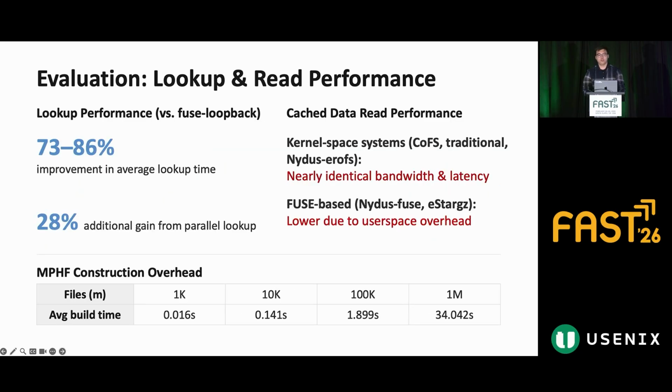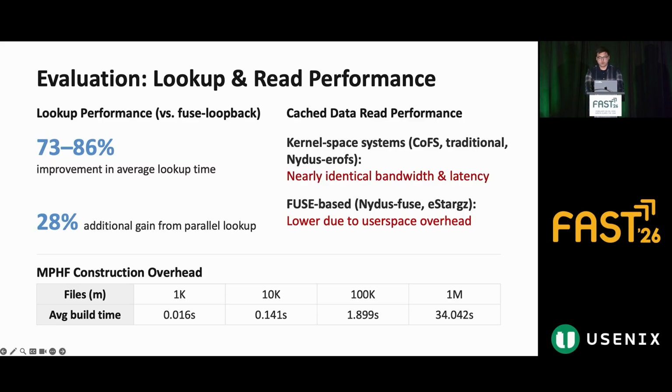And for the lookup performance specifically, we measure the execution time of the fuse lookup function during container startup. Compared to a simple fuse-based lookup system, CoFS achieves 73 to 86% improvement in average lookup time across all containers. And the parallel lookup optimization contributes an additional 28% improvement for container images with deeper directory structures.